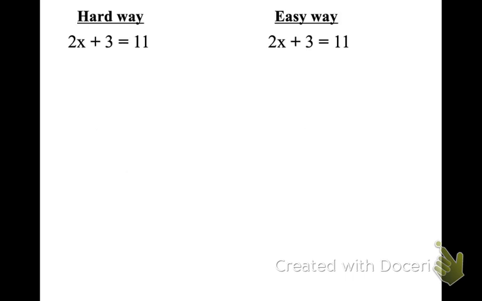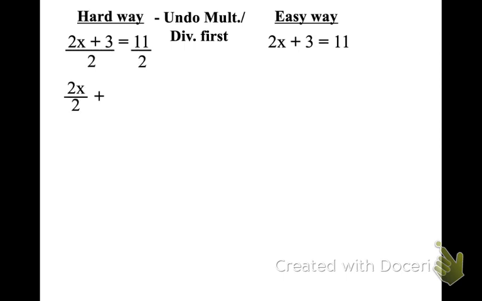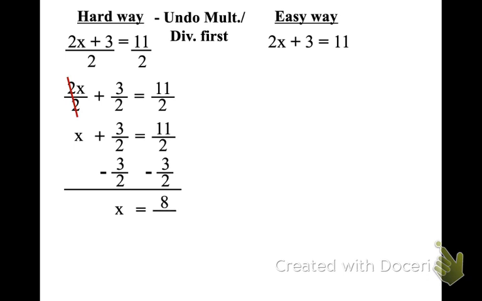If I have to undo that multiplication 2x, I'm going to have to divide both sides, the whole side, by 2. So I don't want you to do that, because then you're left with this ugly fraction problem. Okay? And we're left with x plus 3 over 2 equals 11 over 2. Now I have to subtract 3 over 2. X is equal to 8 over 2, so x equals 4.